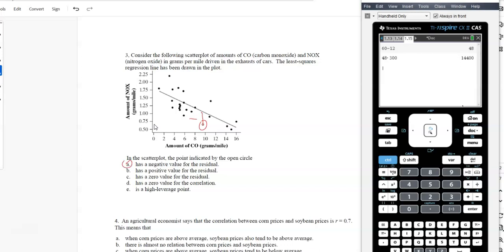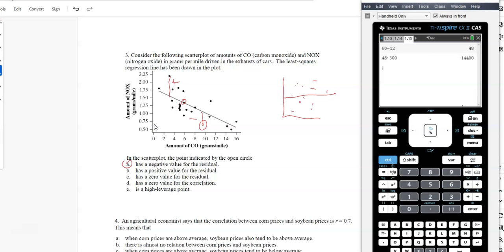Has a positive residual, like one of these guys, this would have a positive residual there. Has a 0 value for the residual. This would be a 0 value for the residual. It's on the line. Has a 0 value for the correlation. Correlation, that would be like if just completely scattered, like there's no pattern, then 0 would be the slope of the line. It would be 0 for a correlation, no correlation.